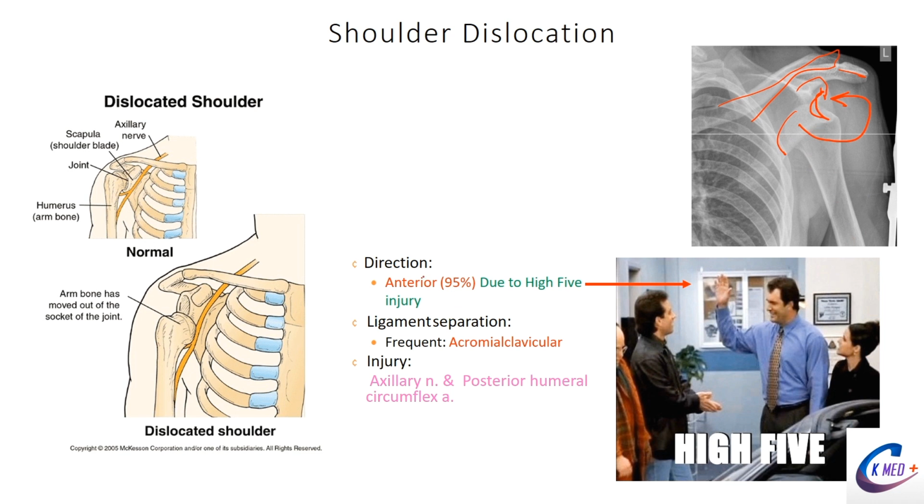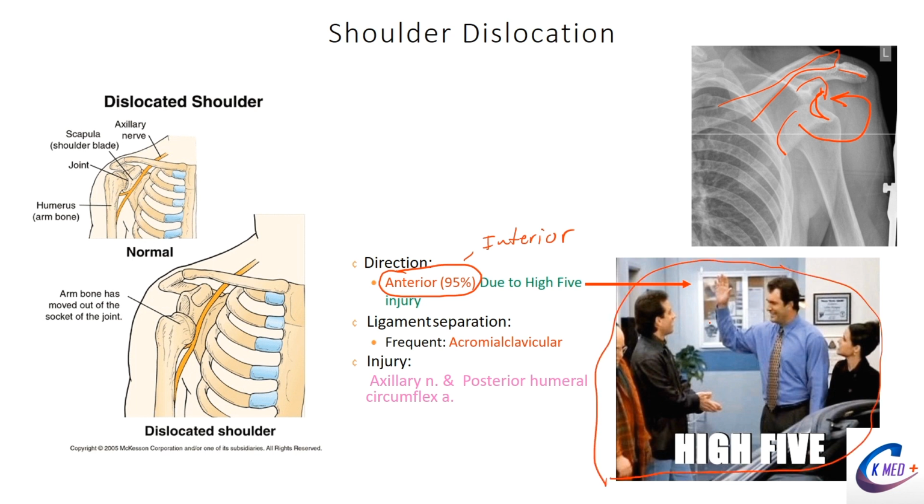And the most common place that you actually find this is anterior inferior. Anterior inferior is the most common place that you're going to see this. And you might think, okay, why would I see an anterior inferior dislocation more commonly than anywhere else? It's because more people get this dislocation because of high fives. So I put this little Seinfeld episode, the high five, and I love this one.